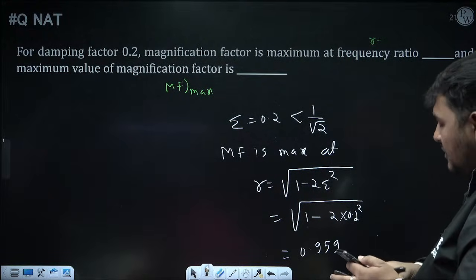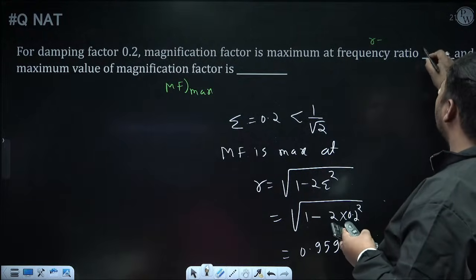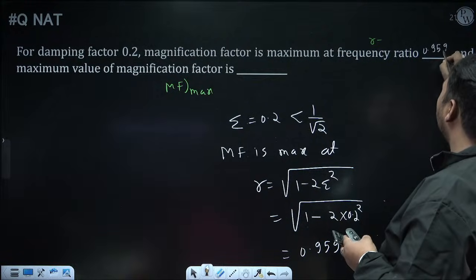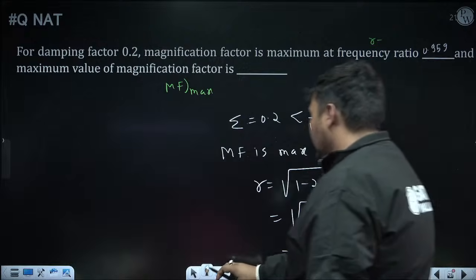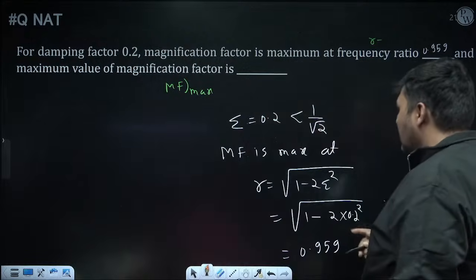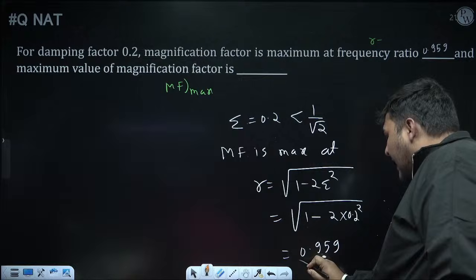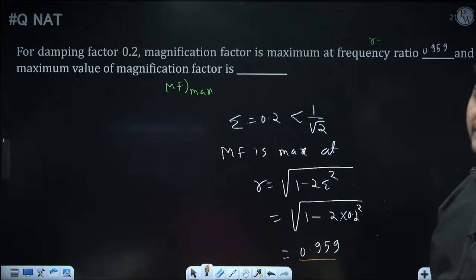So at this value of R, MF will be maximum, na? 0.959. Okay. Second, what is the maximum value of MF? That you can calculate in two ways. In the equation of MF, put zeta equal to 0.2 and R equal to this, because at this R, MF is maximum, you will get the maximum value of MF.